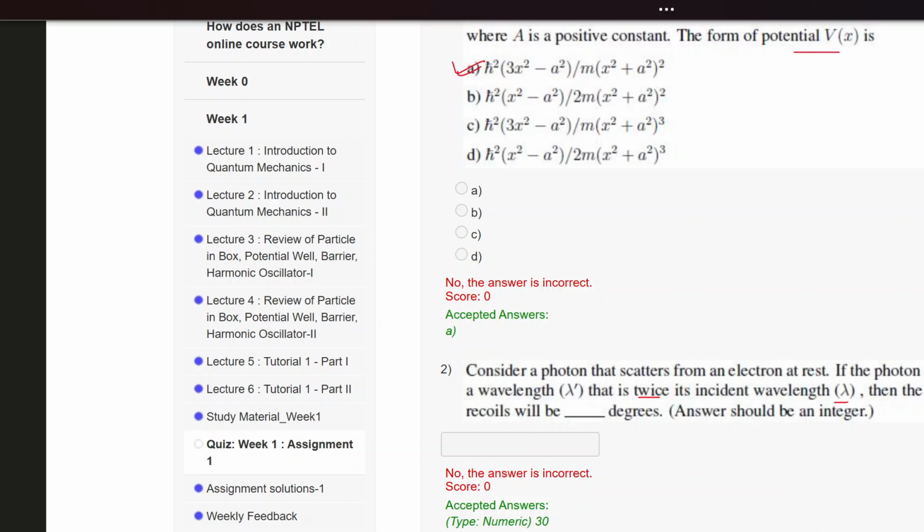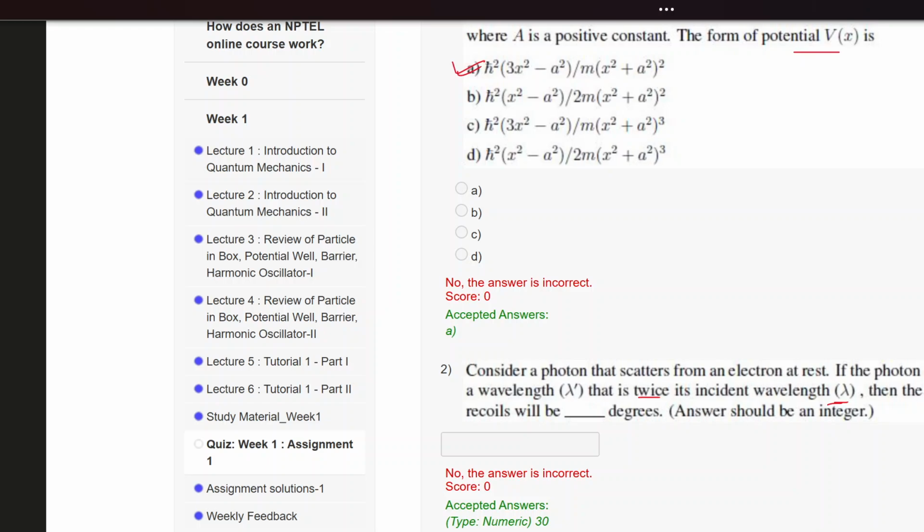Lambda I means lambda incident, and in this problem the lambda incident is given as lambda, and it is getting scattered from the electron with a different wavelength, let's say the final wavelength lambda f. In this problem lambda f is denoted by lambda prime, and it is also mentioned that lambda prime is twice the incident lambda, that means 2 lambda, right?